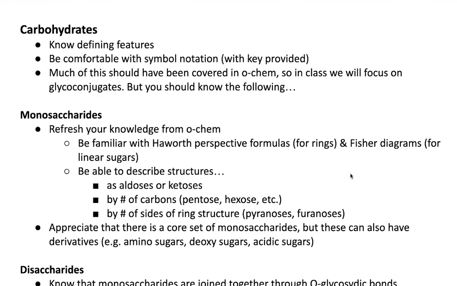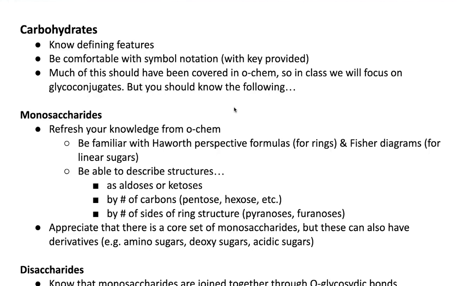So that was proteins. Now let's move on to carbohydrates. So you want to know the defining features of carbohydrates and be comfortable with the symbol notation. If you have a key provided, you don't need to memorize what color triangle or color square corresponds to what, but be familiar with the basic symbol notation that's often used to represent carbohydrates. Much of the stuff on carbohydrates should have been covered in OChem.